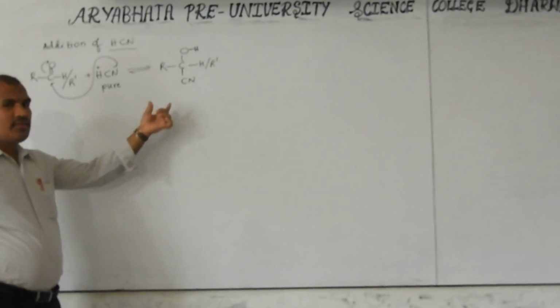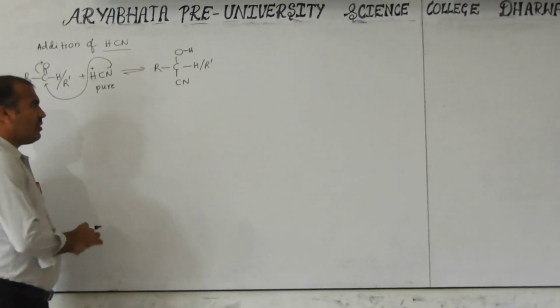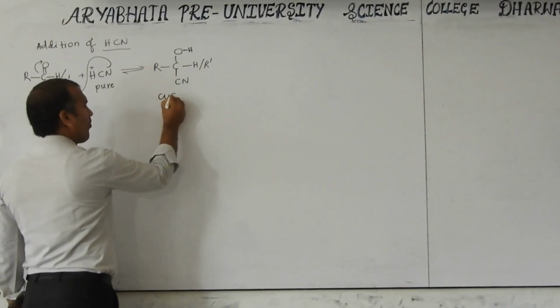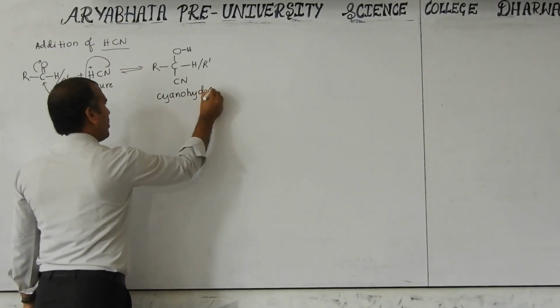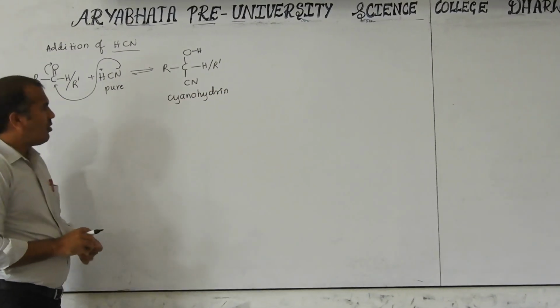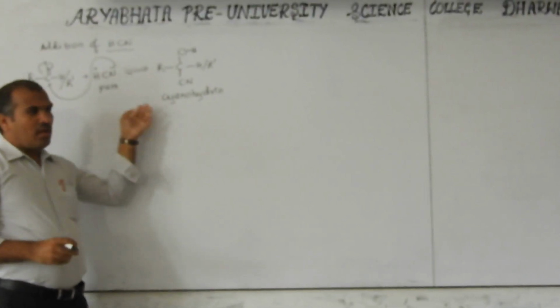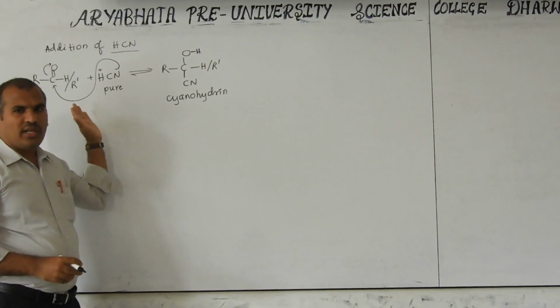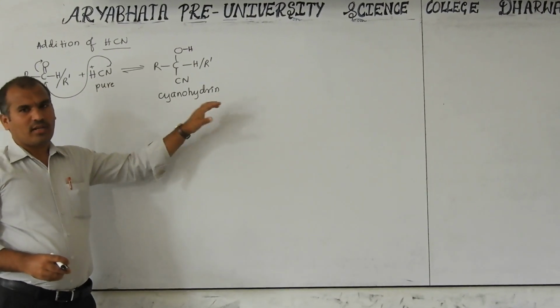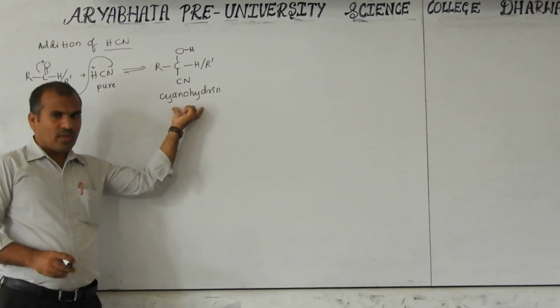This is called cyanohydrin. Which cyanohydrin? If an aldehyde is there, aldehyde cyanohydrin. If a ketone is there, ketone cyanohydrin. I wrote only the cyanohydrin name.